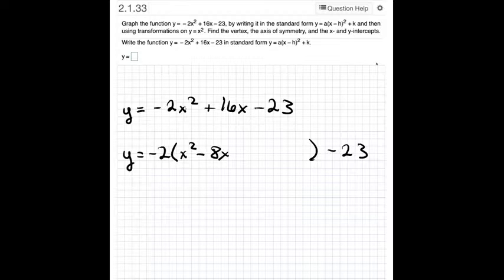We're going to say plus b over 2 squared and minus b over 2 squared. The b in this case is going to be the negative 8. So we're going to say plus negative 8 over 2 squared and minus negative 8 over 2 squared. Again, we're just adding 0. It doesn't change the answer, it just changes the form so that we can proceed. So negative 8 divided by 2 is negative 4, squared is a positive 16.